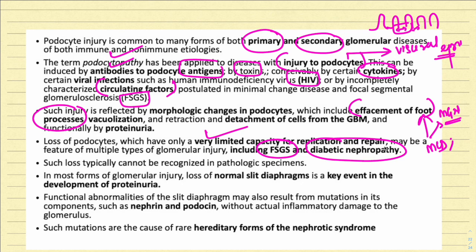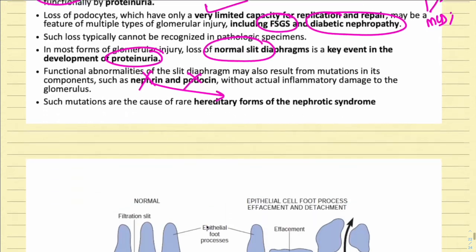Now, in most forms of glomerular injury, the loss of the normal slit diaphragm is a key event in the development of proteinuria. We have already read about the slit diaphragm and the structures which form it. Sometimes there can be a problem in the proteins of the slit diaphragm, like nephrin and podocin. That is going to give rise to hereditary nephritis that we will discuss later. Such mutations will give rise to hereditary forms of nephrotic syndrome.